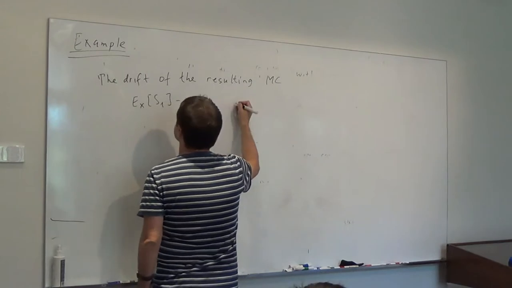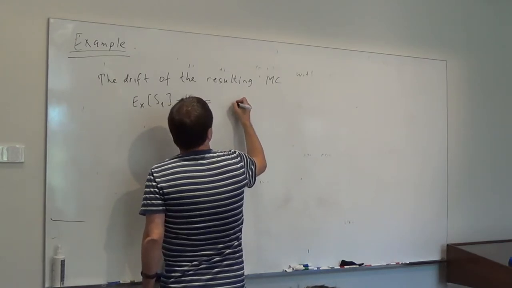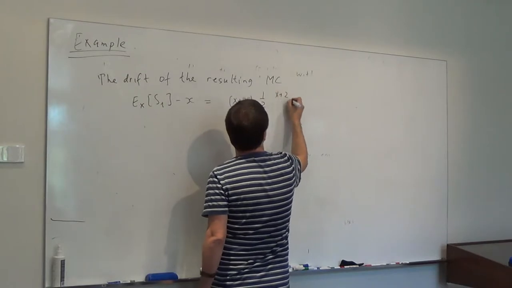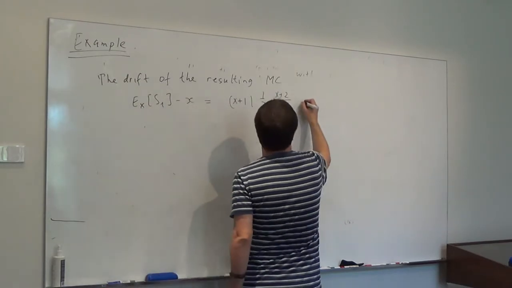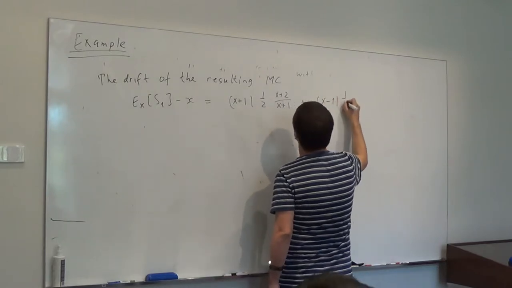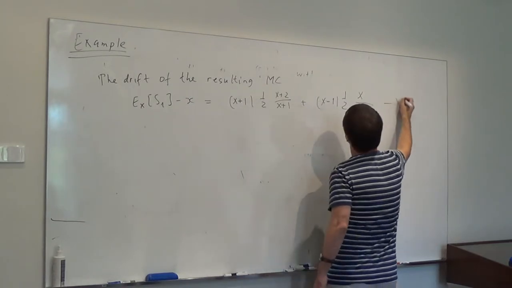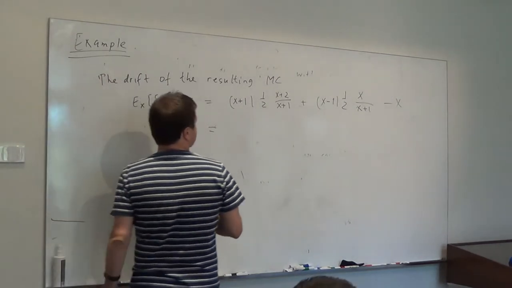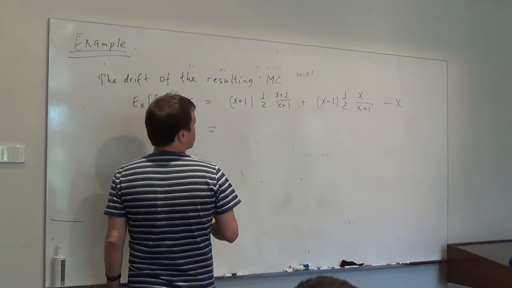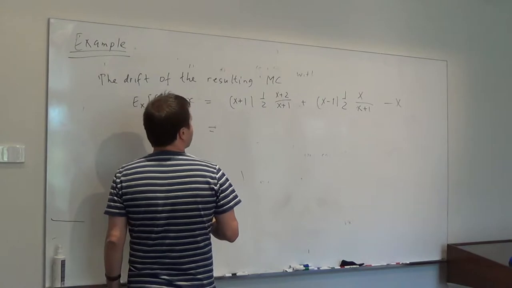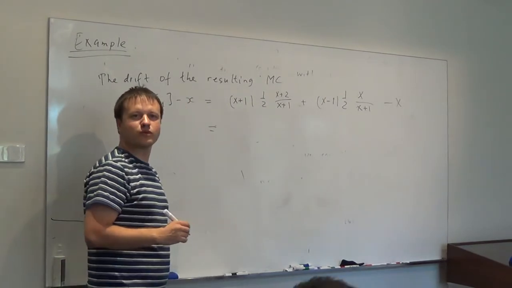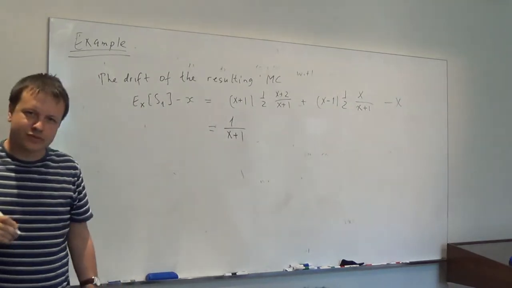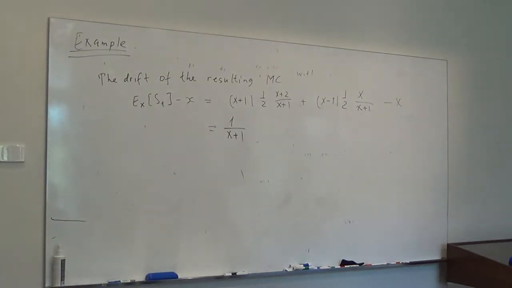That's going to be equal to x plus 1 times 1 over 2 times (x plus 2) divided by (x plus 1), plus x minus 1 times 1 over 2 times x over (x plus 1), minus x. So if you do the computations, you're going to get one over x plus 1.